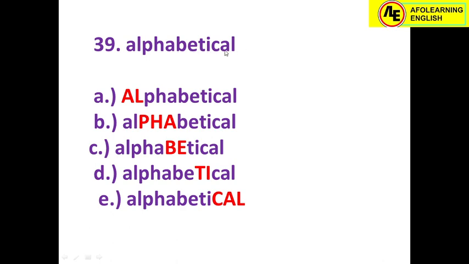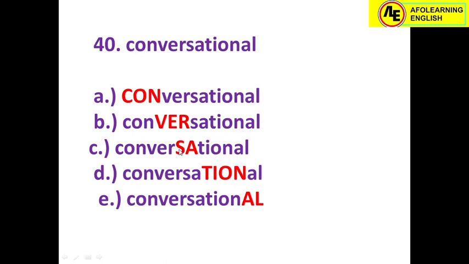Number 39, alphabetical. When the word ends with AL, count three syllables backwards from the end. So we have 1, 2, 3. So the primary stress falls on vertical. So the correct answer is option C, vertical. Apart from that, the S sound often carries primary stress. Most of the time, it carries the primary stress. Okay, so the correct answer is option C.